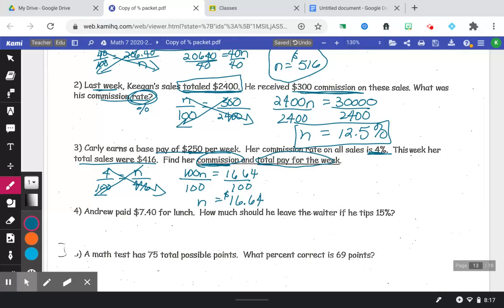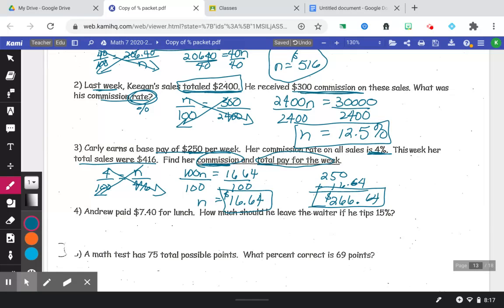Okay, so that's finding the commission. It then says find the total pay for the week. So she's going to get $250 no matter what, plus her commission. So her total pay for the week is $266.64. So here's your commission, here's the pay.